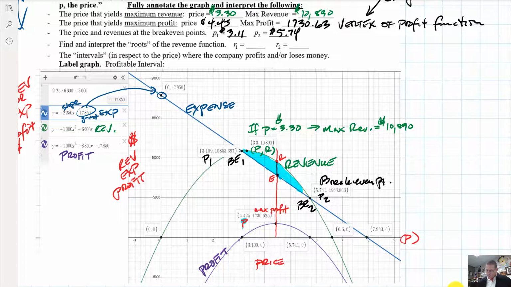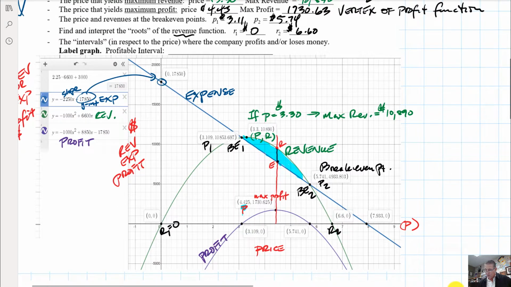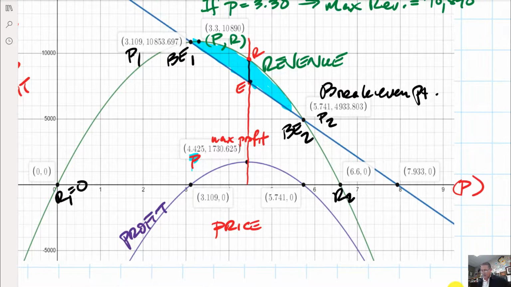The roots of the function: R1 is 0. We're talking about the revenue function here, the curve. And here's R2, R2 is 660. So $0, and then 660 for the second one. Then let's talk about the intervals where the company profits or loses money. So we want to find the profit interval. The profit interval is always between the two break-even prices. So let's highlight that. Just go straight down.